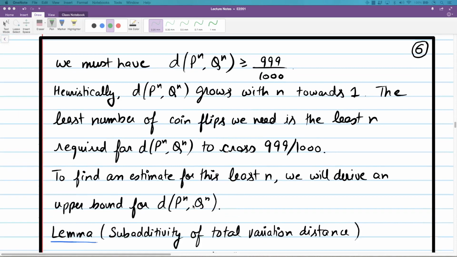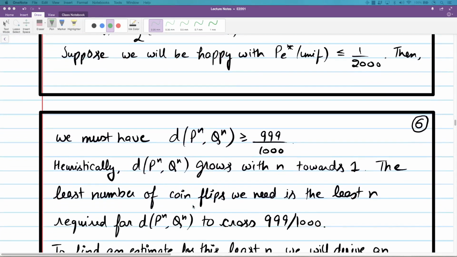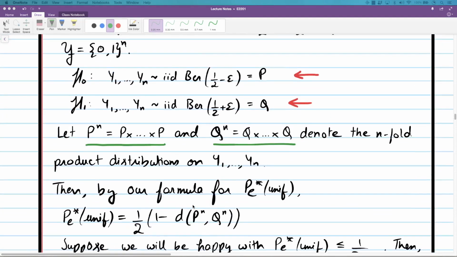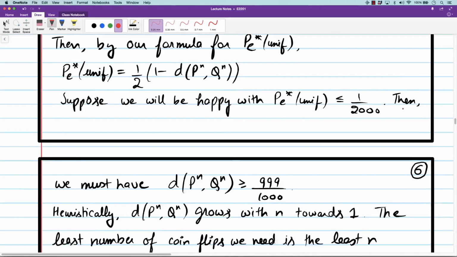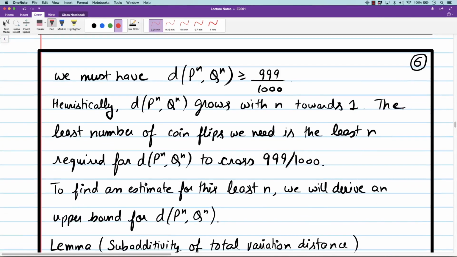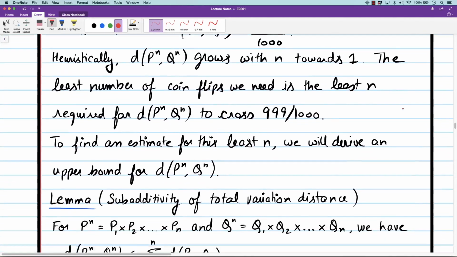By the way, where does this distance start? Can we quickly think of that? So here are the distributions P and Q. What is the total variation distance between them? Here dpq, you can check, is exactly equal to the modulus of half minus epsilon minus half plus epsilon. So dpq in this case is 2 epsilon. That's where we start from a single coin toss. And now as you toss the coin multiple times, this distance grows, and we want this distance to cross 999 by 1000. What is the least number of tosses for that?